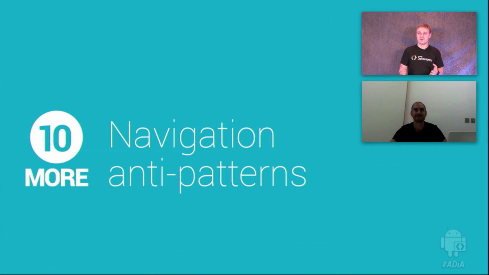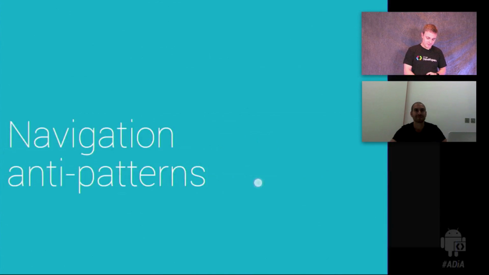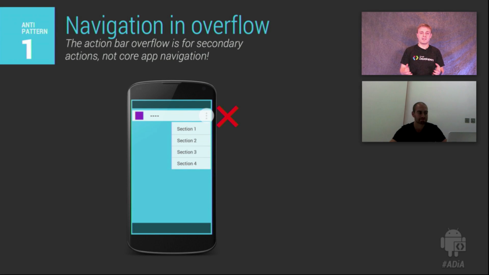Okay, so 10 more navigation anti-patterns. The first that we're going to talk about is navigation in the action bar overflow. So this is getting to be less and less common, which is great. But the idea here is that some of the apps that we've seen have put their primary navigation, so, for example, home, store, my items, different categories, browse, things like that, basically the core way to navigate your app, all into the action bar overflow, and this is really the wrong place to put your navigation. There are a number of reasons for this.